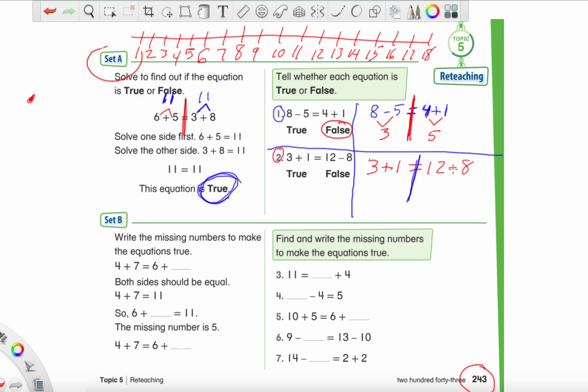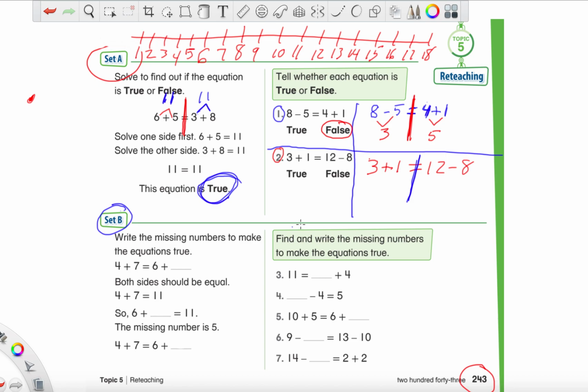Okay, if you're still working on that, pause the video, take your time. If you're done, we're going to move down to set B, where it's the same idea, guys, except we have to find the missing number. And what I like to tell friends is this missing number is just going to be your jumps, okay? So we're trying to find our jump number every single time.